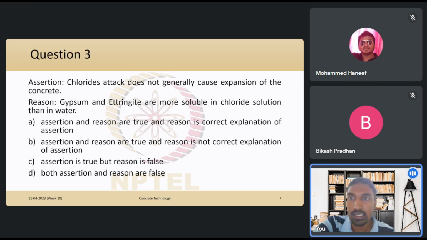Okay, so question 3 is assertion reasoning. Assertion: chloride attack does not generally cause expansion of the concrete. The reason given is gypsum and ettringite are more soluble in chloride solution than in water. The options are: A, assertion and reason are true, and reason is the correct explanation of assertion. B, assertion and reason are true, and reason is not the correct explanation of assertion. C, assertion is true, but the reason is false. And D, both assertion and reason are false.